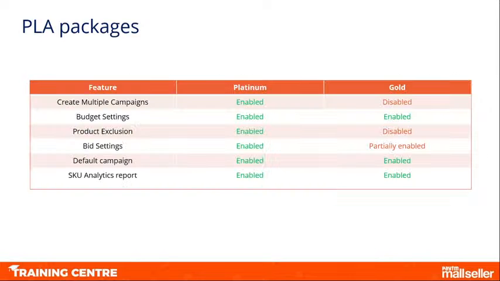Here's the list of features which will be visible to the Gold members. Like the Gold member can set the budget details. The bid setting is partially enabled for the Gold members. They can also see the default campaign and they can also download the SQ Analytics report. While the Platinum members get access to all the features available under the PLA dashboard. We will be discussing these features one by one in the upcoming slides.